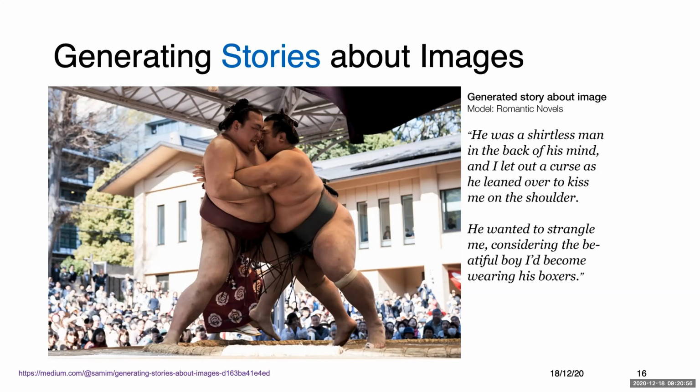In this case, the story about this image is fantastic: "He was a shirtless man in the back of his van, and I let out a curse as he leaned over to kiss me on the shoulder." Which is pretty accurate for what's inside the image. "And also, he wanted to strangle me, considering the beautiful boy I had become wearing his boxers." Which is again incredibly, let's say, matching for what's depicted in the image.